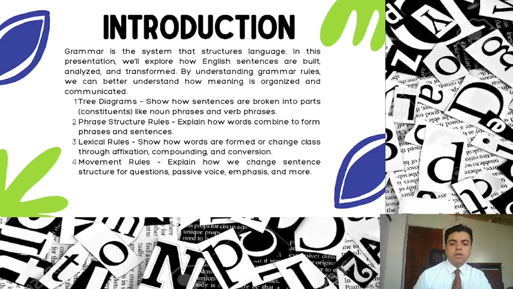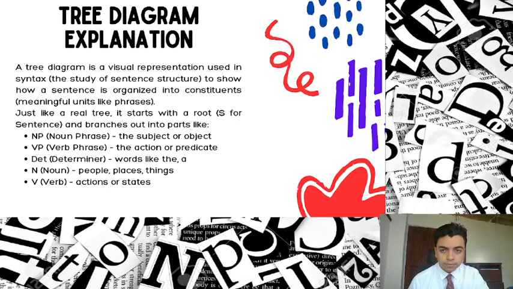Tree diagrams show how sentences are broken into parts, constituents, like noun phrases and verb phrases. Phrase structure rules explain how words combine to form phrases and sentences. Lexical rules show how words are formed or change class through affixation, compounding, and conversion. Movement rules explain how we change sentence structure for questions, passive voice, emphasis, and more.